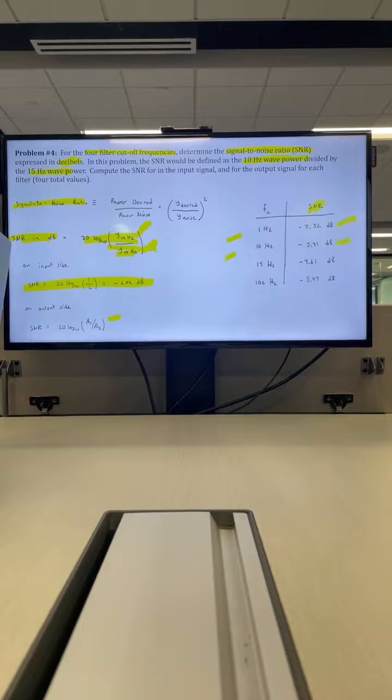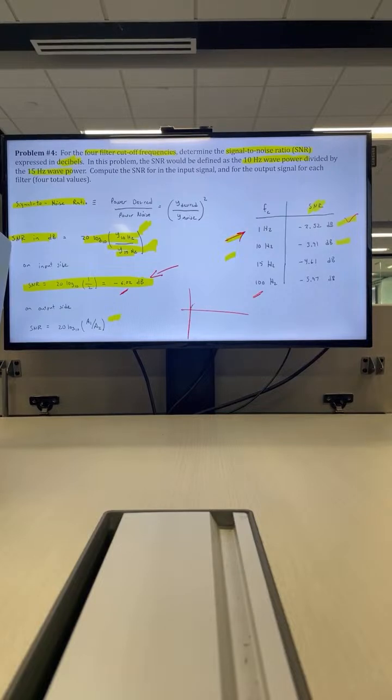Now compare this one. In the input, the desired signal to the noise ratio is double, 2 times the sin 30 pi t. So that is 6.02 decibels, but after the filter you can see that for 1 hertz it is significantly suppressed to 2.52 decibels.